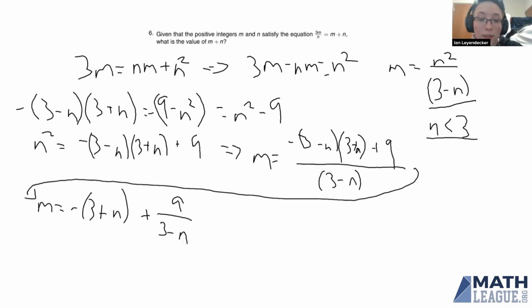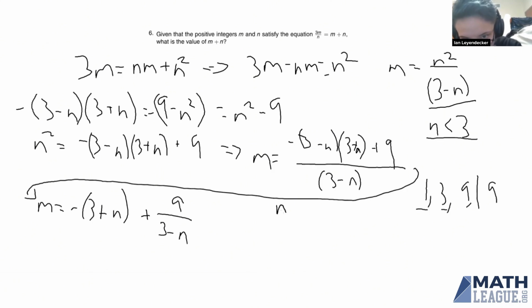And now, again, we know that m has to be an integer. So 9 divided by 3 minus n must be an integer, so 9 is divisible by 3 minus n. We know that n is less than 3, again, from before, and that 3 minus n has to divide 9. For a number to divide 9, only 1, 3, and 9 divide 9. N can't be 9 or 3, so n has to be 1.